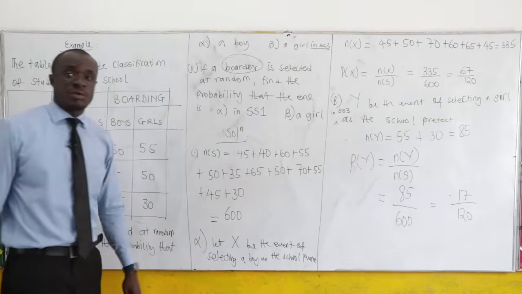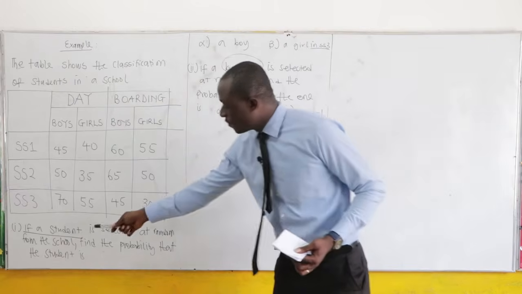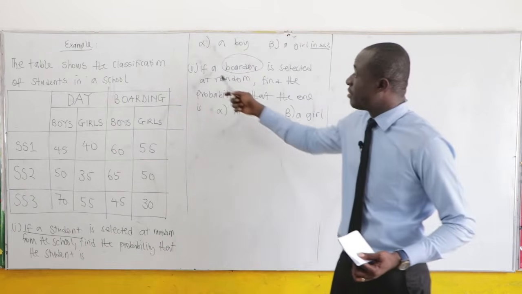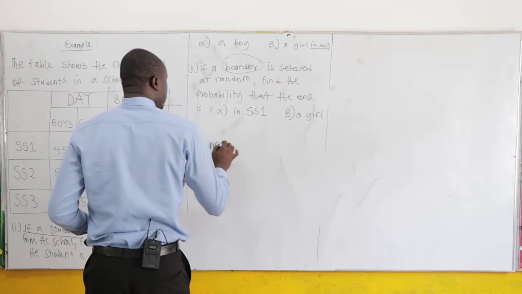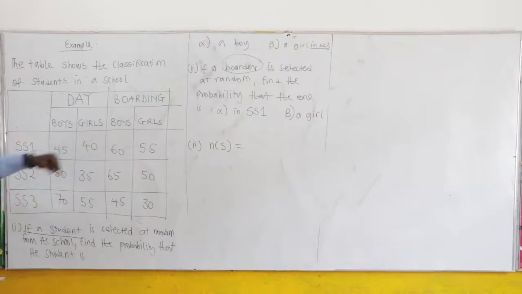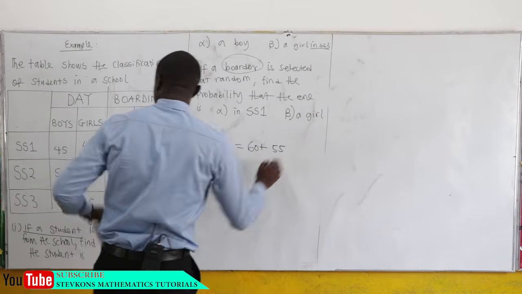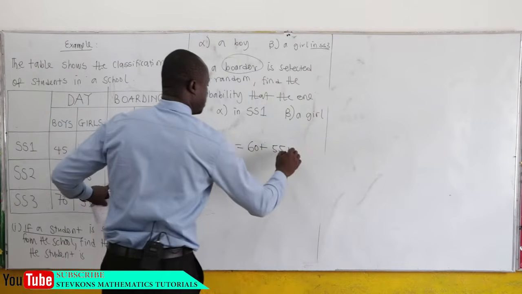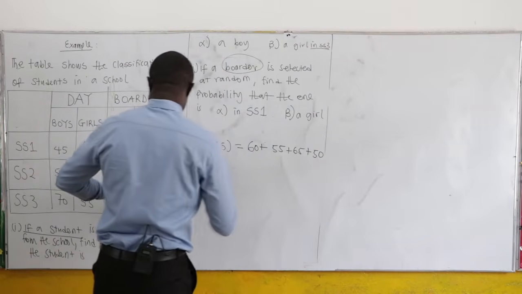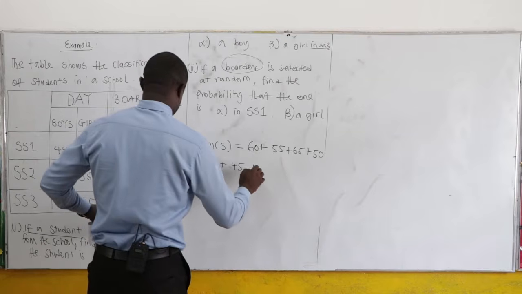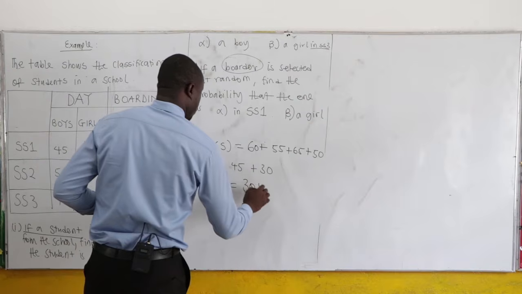Now let's consider the second one, II. The second one says that if a boarder is selected. The first one was if a student, that is everybody, the sample space. But the second one says if a boarder is selected. So with the second one, our number of sample space will change to only the boarders in the school. So that will be 60 plus 55 plus 65 plus 50 plus 45 plus 30. Now when you add all, this is giving us 305.